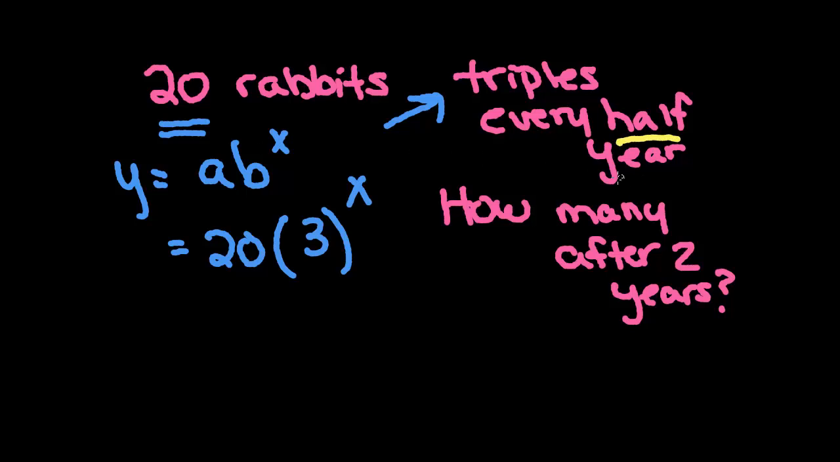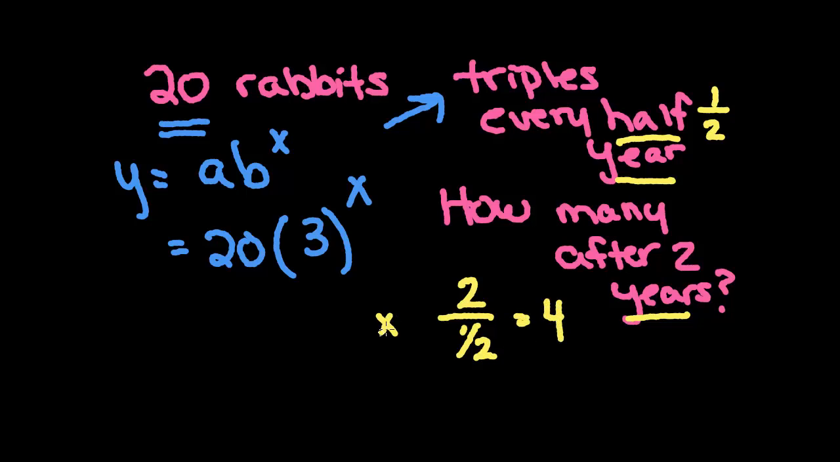So here we're in years. Here we're also in years. So this is 1/2 a year, and this is 2 years. So I can say 2 divided by 1/2, which is equal to 4. So there are 4 1/2 years in 2 years, which you could probably have figured out in your head. So x is going to be 4. So on my calculator, I'm going to have 20 times 3 caret 4.